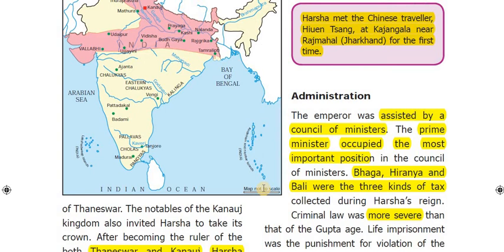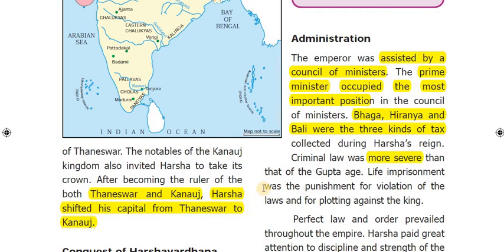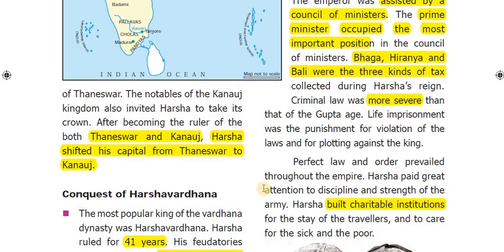Administration. The emperor was assisted by a council of ministers. The prime minister occupied the most important position in the council of ministers. Bhaga, Hiranya and Bali were the three kinds of tax collected during Harsha's reign. Criminal law was more severe than that of the Gupta age. Life imprisonment was the punishment for violation of the laws and for plotting against the king.